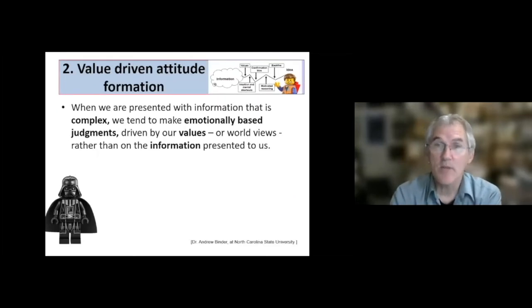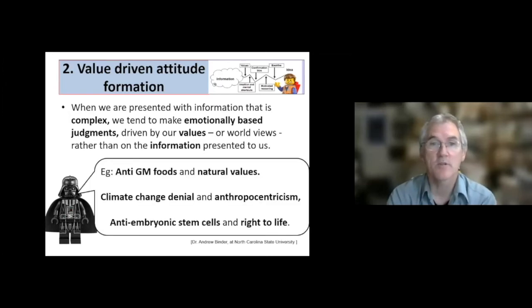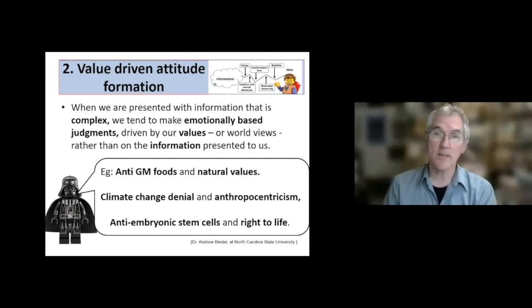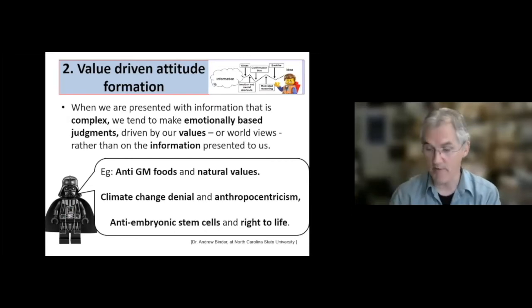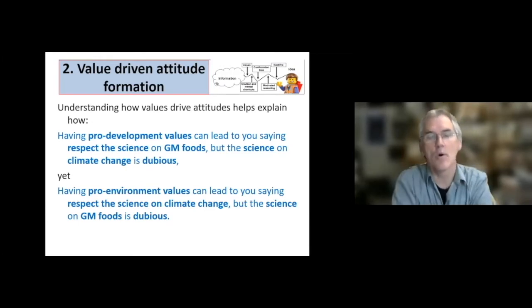When we're presented with information that is complex, we tend to make emotionally based judgments driven by our values or our worldviews rather than the information presented to us. And 3 examples of this: anti-GM food beliefs align very much with having natural values. Climate change denial aligns very much with anthropocentrism. Or anti-embryonic stem cells aligns very much with having a right to life belief. And understanding how values drive our attitudes helps us explain what might at first appear completely contradictory, but once you understand the values behind it, makes complete sense.